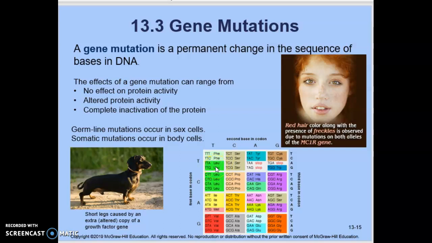If there were a gene mutation that resulted in TTA, so the G was turned to an A, that is a gene mutation, but it would have no effect at all on the protein activity because it would still code for the leucine amino acid, so no effect at all. However, if that G became a C, so instead of TTG, we would have a gene mutation to TTC, then that would change the amino acid to phenylalanine, and that would have an effect on that protein.